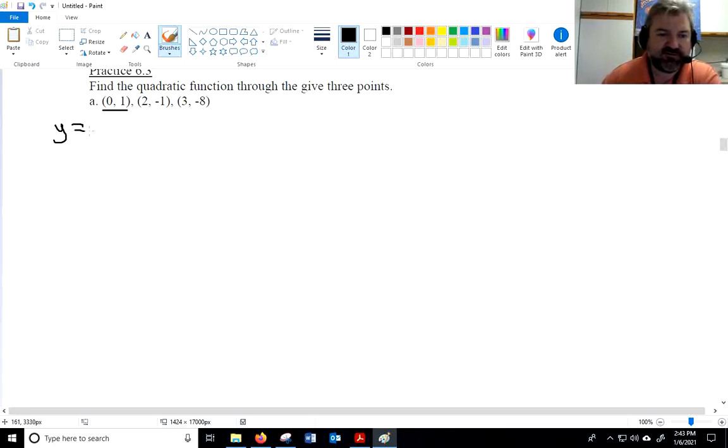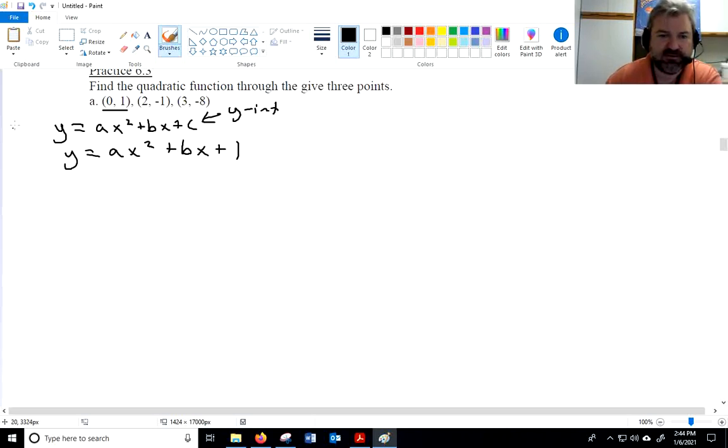All right, so because we don't know the vertex or the x-intercepts, we need to use y equals ax squared plus bx plus c. If you plug in a 0 for x, you just get y equals c, which means that when x is 0, the y is c. So when I say 0, 1, I'm telling you the c value. That is the y-intercept. So we actually know that this equation is ax squared plus bx plus 1. I'll use the other 2 points to set up a system of equations. I'll put a -1 in where y is and a 2 in where x is.